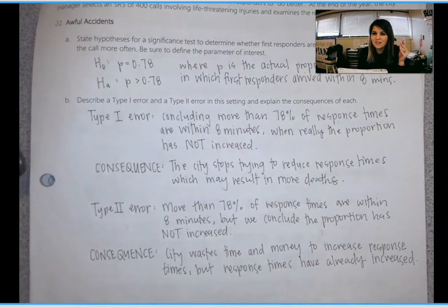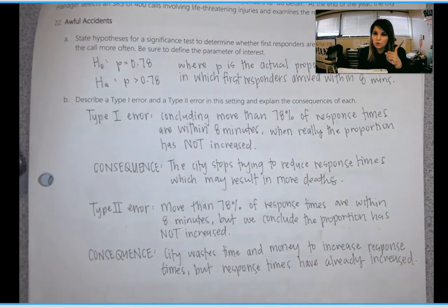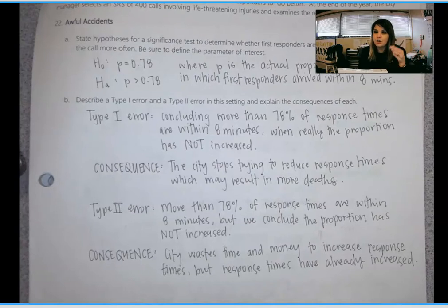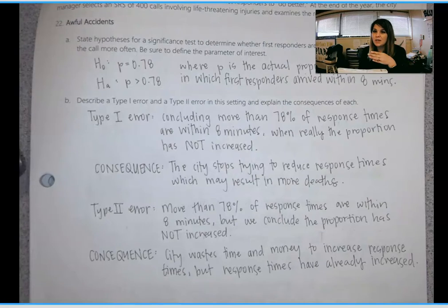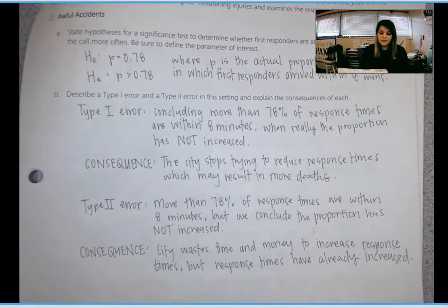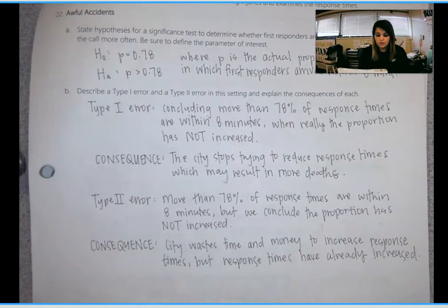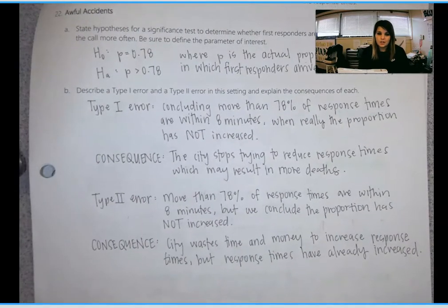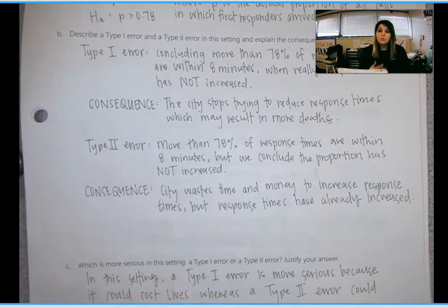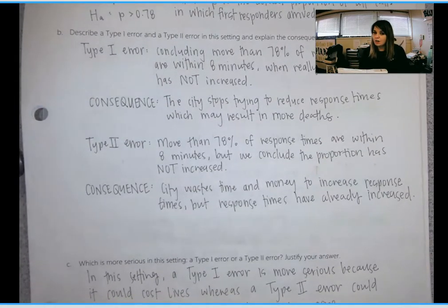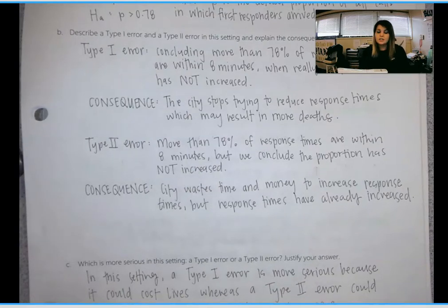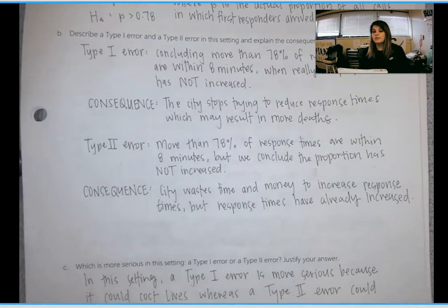I'm trying to figure out a way to say that without saying the HO is true, because we're never supposed to word our responses in terms of the HO being true. So you conclude HA when really it's HO. What's a consequence? The city stops trying to reduce response times, which may result in more deaths. Type 2 error, more than 78% of response times are within 8 minutes, but we conclude that it has not increased. Consequence, we spend more time and money trying to fix a problem that has already been fixed.